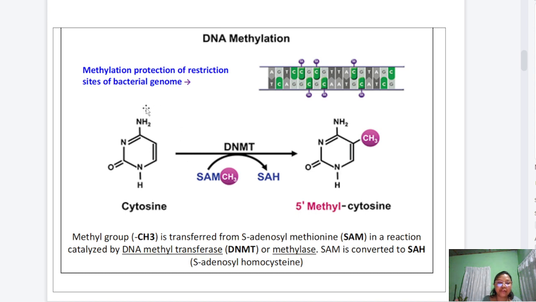Clear? And if you look at the cytosine without methyl group is different, and the cytosine with a methyl group is different. So once it is different, which means there will be conformational changes, and if there is going to be a conformational change, it will not be identified by the restriction endonuclease.